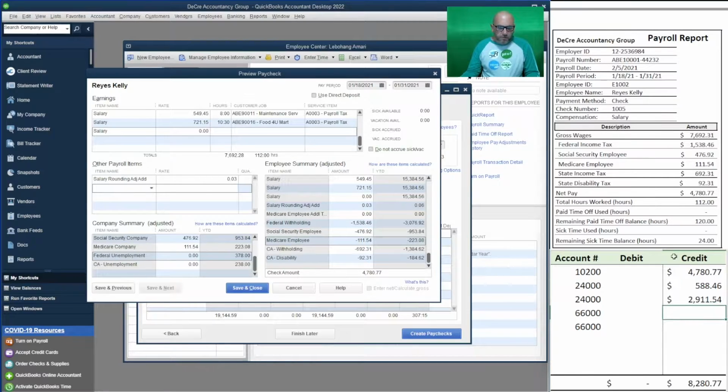That's our credit side. What's happening as far as the payroll expense? Well, that's the gross wage right here, plus 3 cents, right? So 7,692.28 plus 0.03 cents. That's our gross wages. And what else? That's our payroll taxes. Ta-da, debits and credits equal each other.